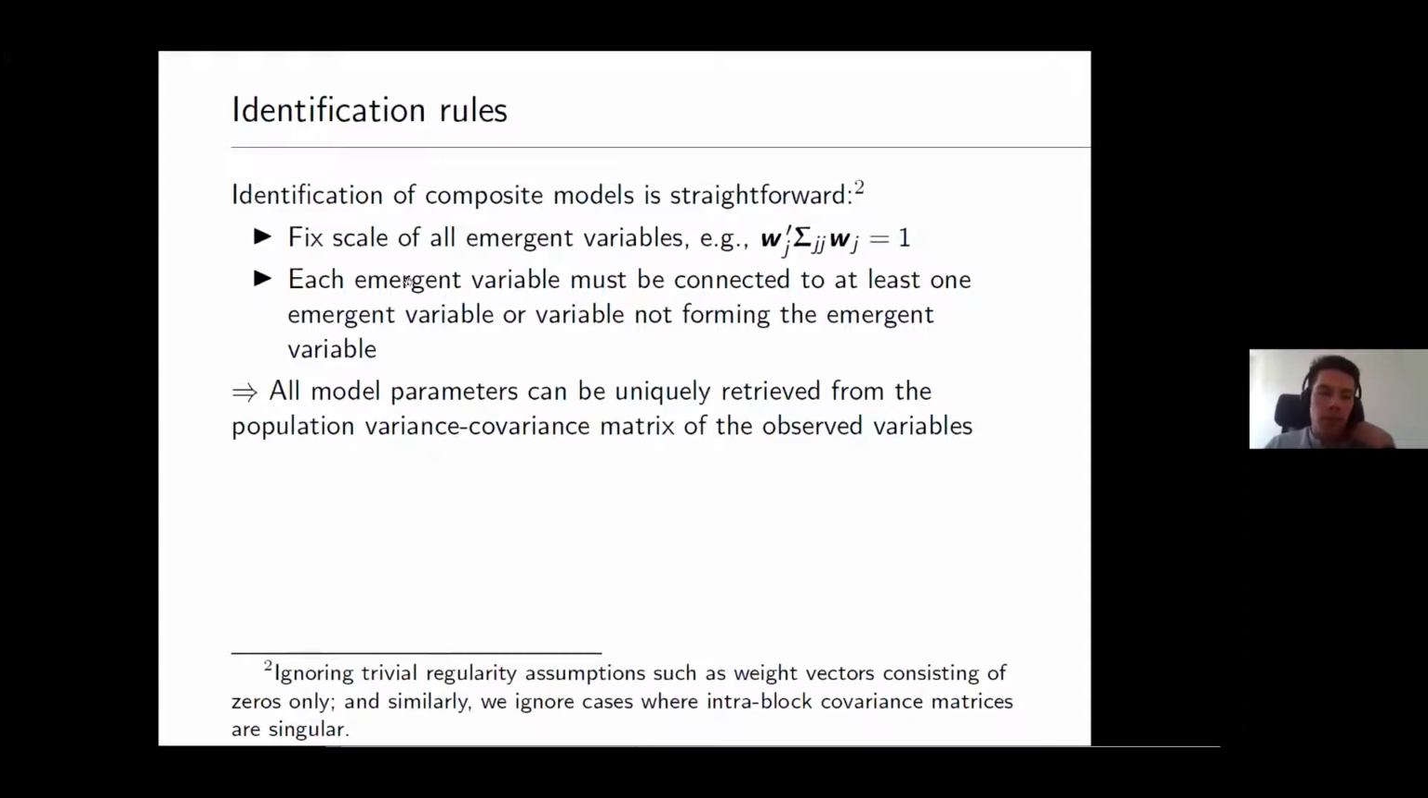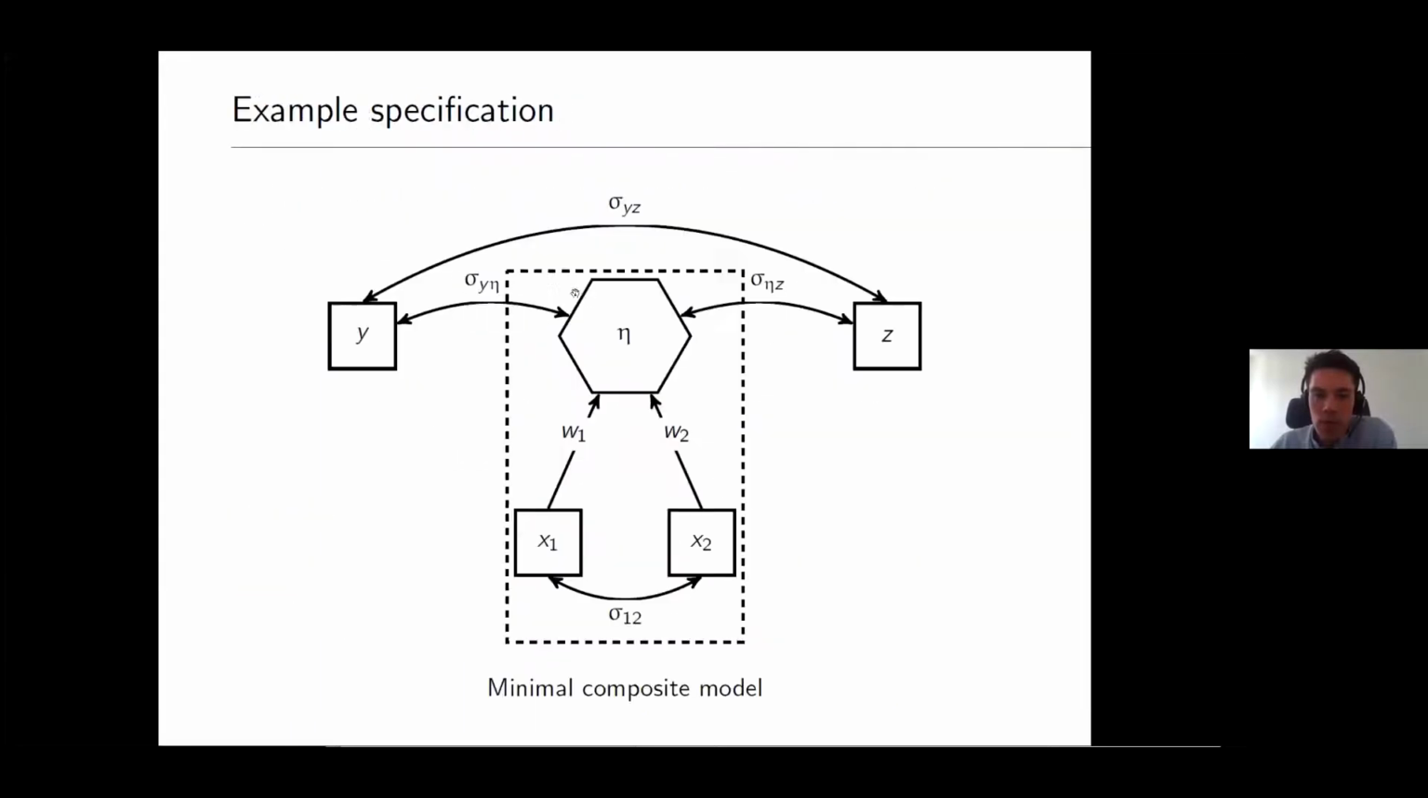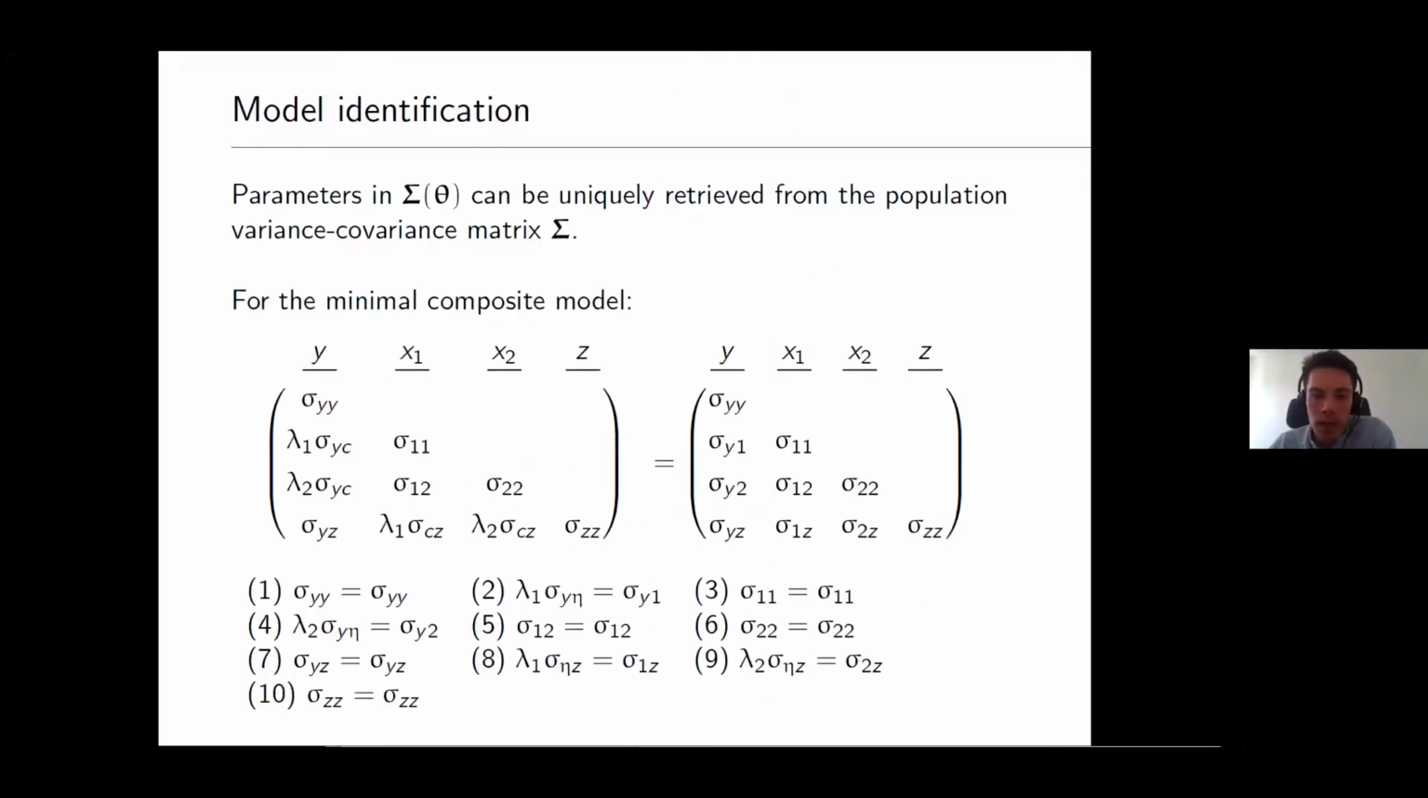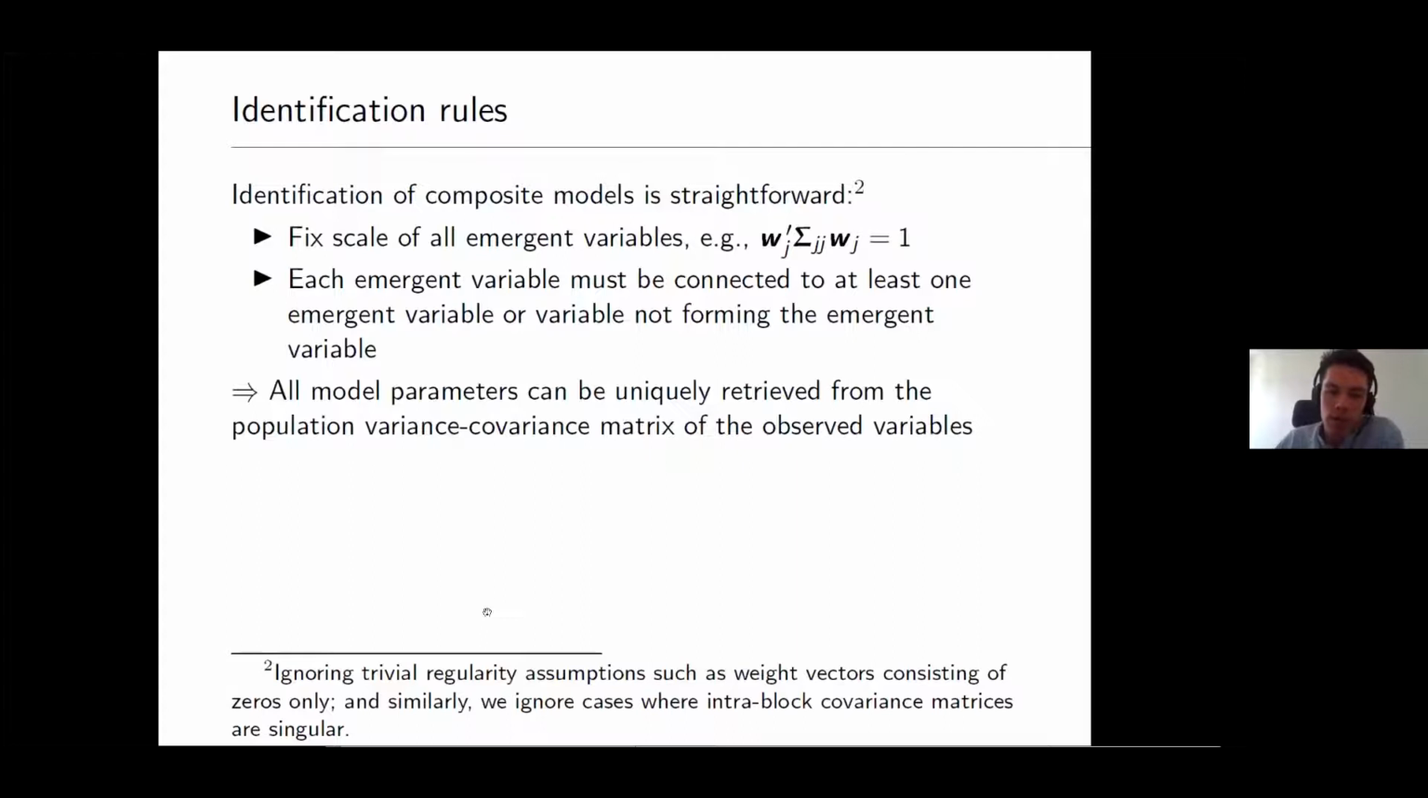And second, a necessary condition for identification is that no emergent variable is isolated. So if we have only the emergent variable without context, so if we only focus on this part here in the dashed box, then the model is not identified. So we need to have some other variables in the model to ensure identification. And then, ignoring some trivial regularity assumptions, our model is identified, so we can uniquely retrieve the model parameters.